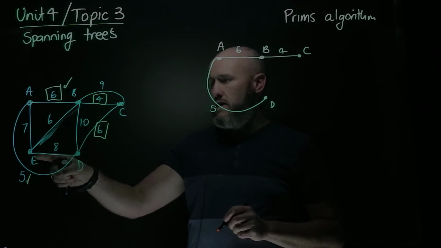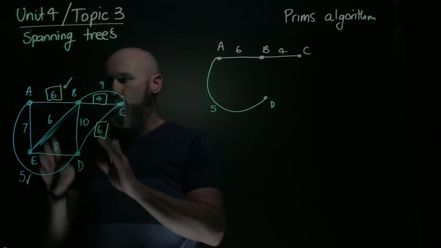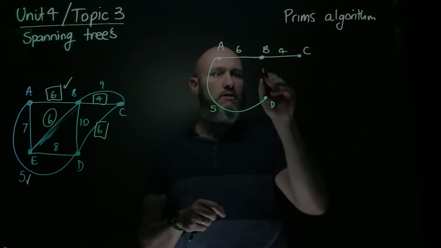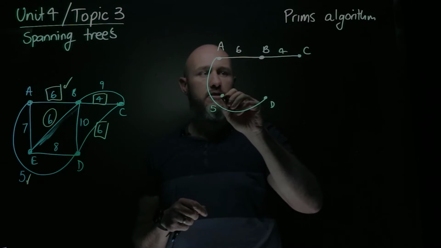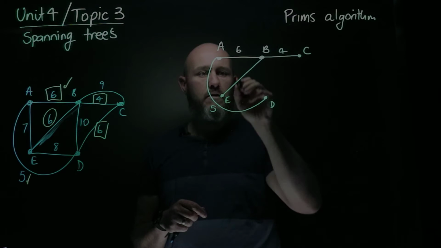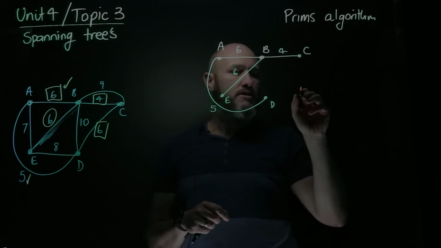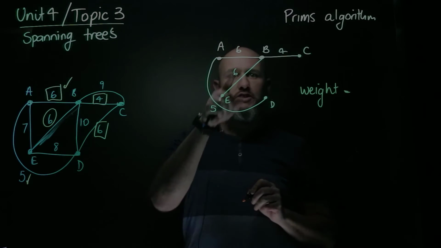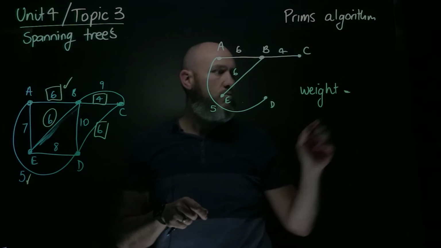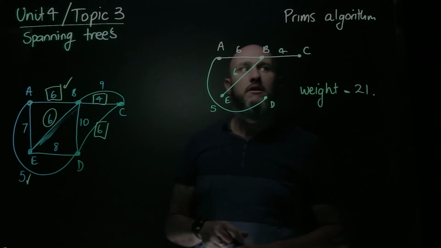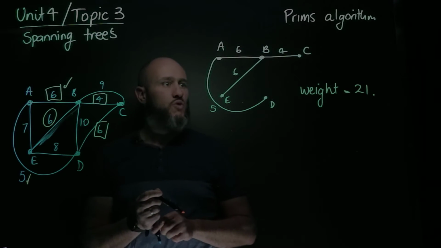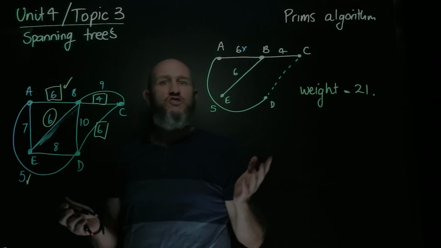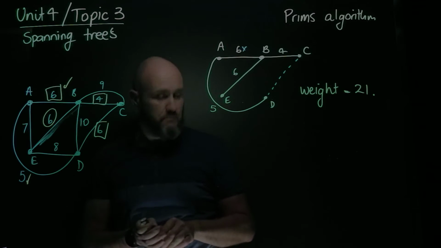And now I just need to connect E. I need to find the lowest one available to connect E to one of the existing ones. And I can see it's going to be this 6 here. So E, which is down here, is going to be connected that way. And the total weight of this network is now 6 plus 6 plus 4 plus 5, which is 21. So there it is, 21 using Prim's algorithm. Of course, we could have had this connection and not had that connection for the same result. So there's multiple answers here.